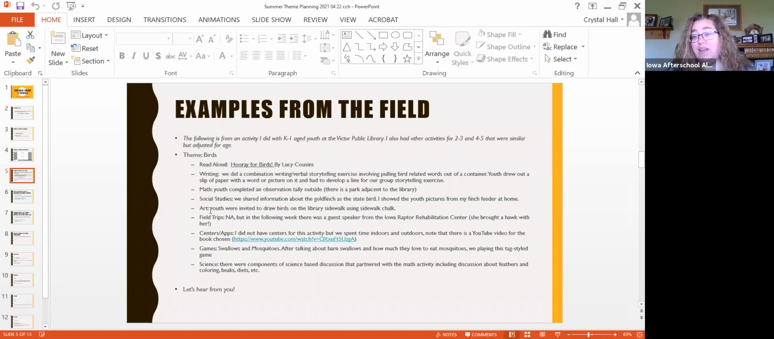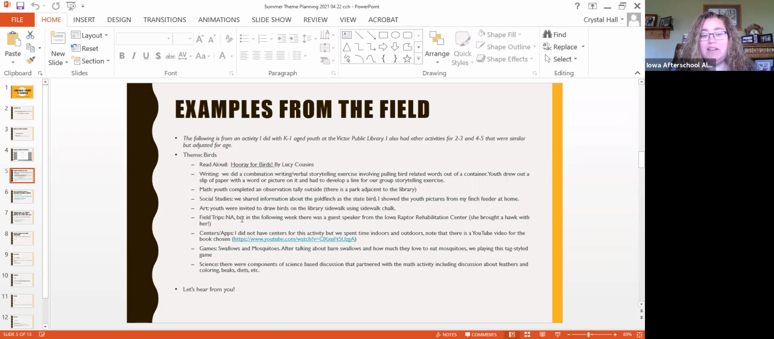We had an art component in which they were able to use sidewalk chalk to decorate the sidewalk and parking lot area of the library with their favorite type of bird. They could use a real-life bird, or they could get totally crazy. I had Kevin from Up drawn on the sidewalk, or she, I guess, was drawn on the sidewalk. So that was kind of fun.